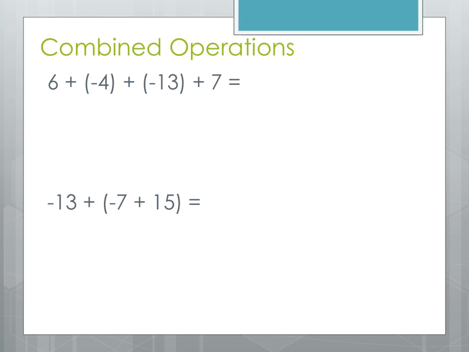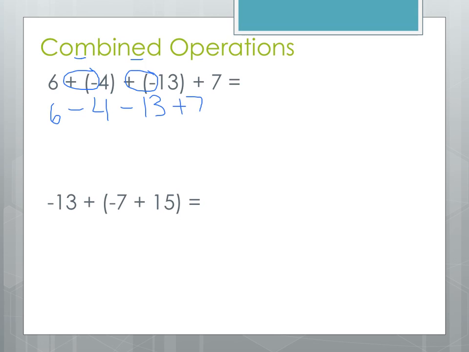Now let's have a look at some combined operations. If you'll see in our first example here, we've got two different cases of double signs that we're going to want to take care of before we can combine anything. We've got plus minus here, those are different. We'll replace those with a minus. And again, we have another plus minus here. Different signs will be minus. So let's rewrite this problem without any double signs. We'll have a 6 minus 4 minus 13 plus 7.